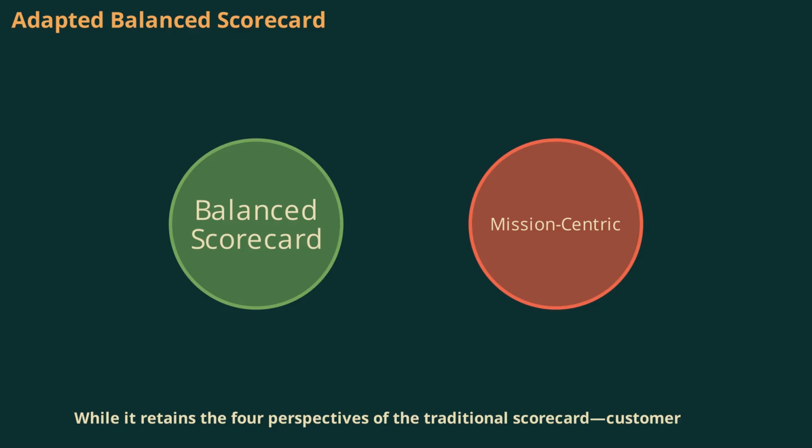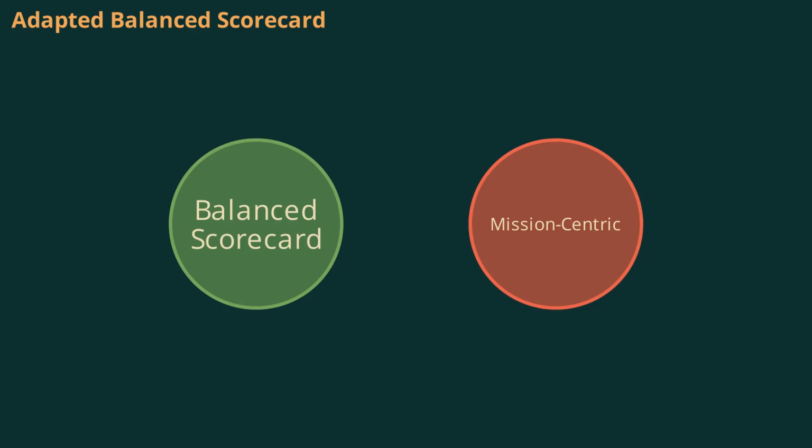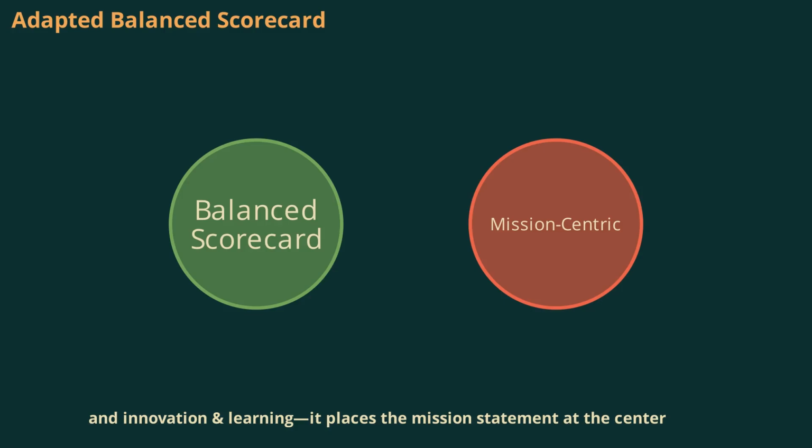While it retains the four perspectives of the traditional scorecard: customer, financial, internal processes, and innovation and learning, it places the mission statement at the center. For NPOs, the customer perspective, which focuses on beneficiary satisfaction and stakeholder interest, takes precedence over financial goals. This shift ensures that the organization remains mission-driven while still tracking essential financial measures.